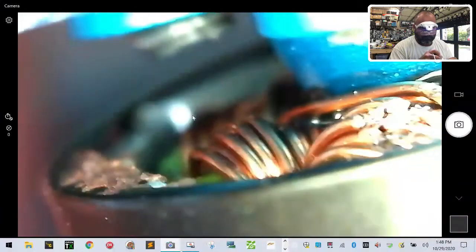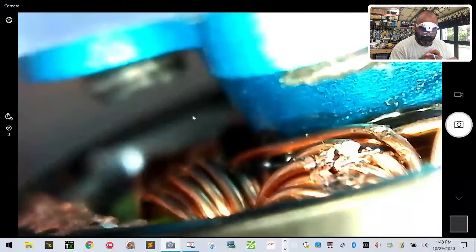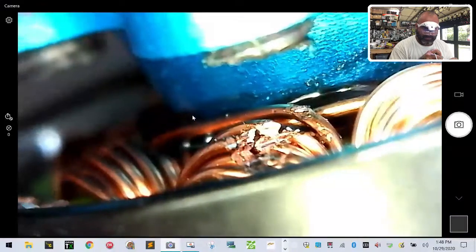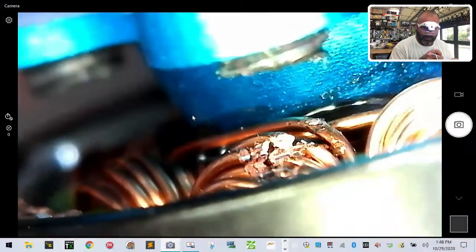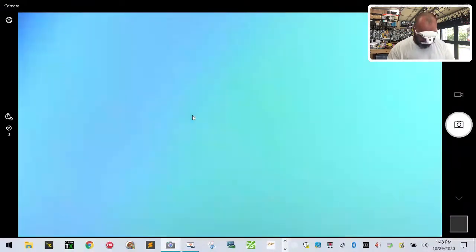Okay, and then we've got the same thing here. See that? That's mashed. That's what happens when the screw comes up, and you see the screw right below it. So the screws are what did this. All right, that's enough of that.